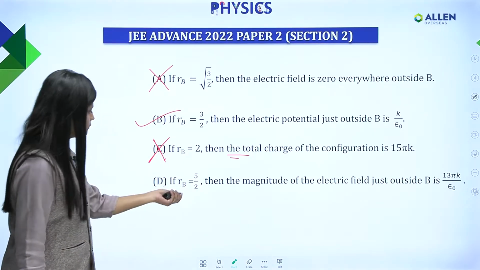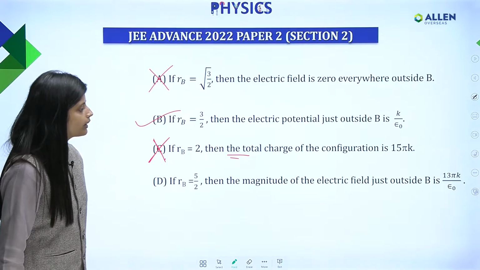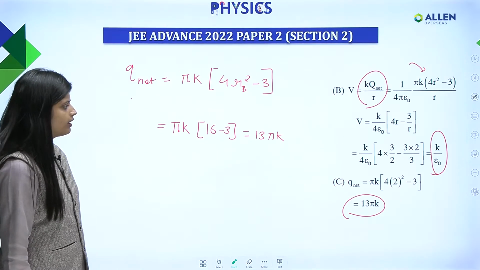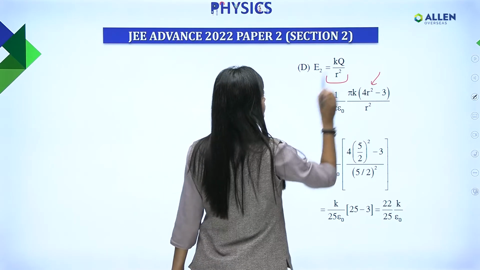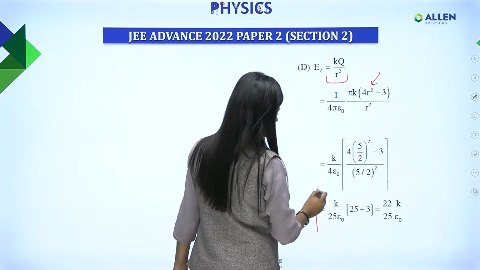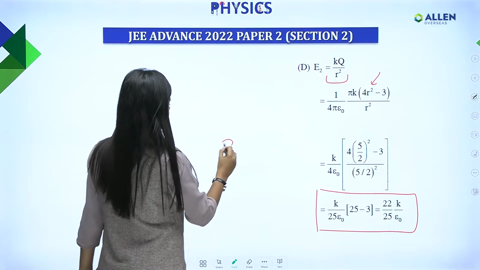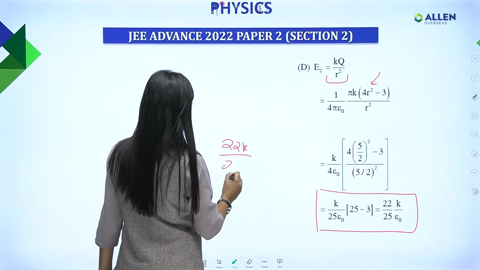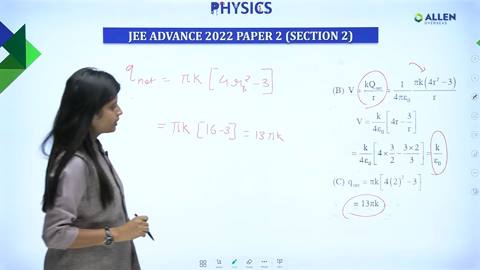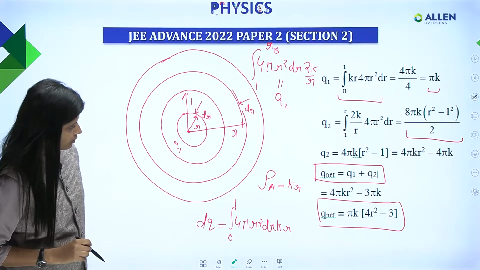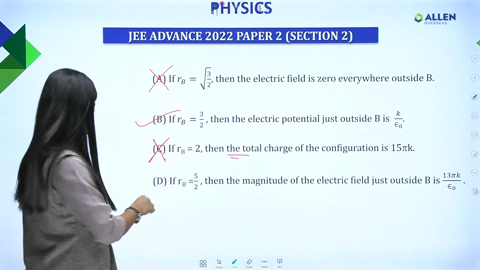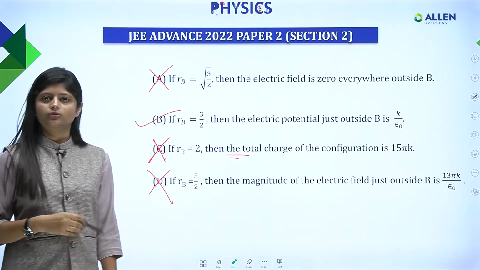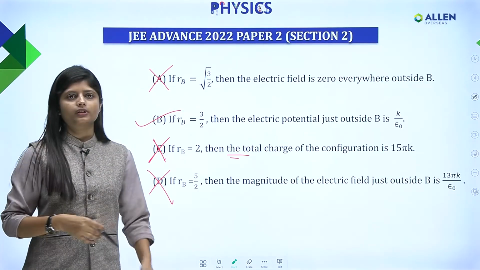Option D, if RB is 5 by 2, then the magnitude of the electric field just outside B is. We'll do the same thing. KQ by r square, put the value of r. When you put the value of r, you will get 22k by 25 epsilon naught. And in the option it is given to be how much? In the option it is given to be 13 pi k by epsilon naught, which is wrong. So option D is also incorrect. So answer would be option number B.